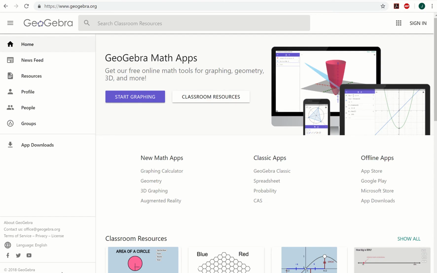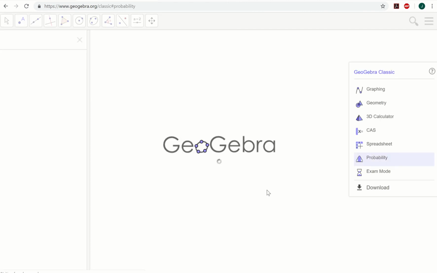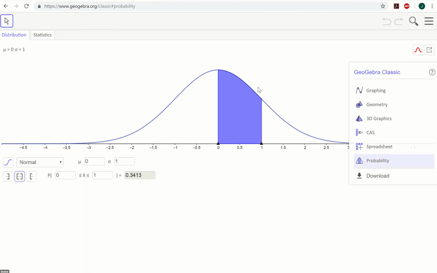So in Geogebra, if we go to geogebra.org and we're on this main page, what we want to do is go to classic apps and go down to probability. And when we open up probability, it's automatically going to open up on what is called the normal model, which we're going to talk about later. But this page gives distributions of probabilities for us. What we want to do is go to where it says the word normal on the screen. You can see there's a little drop-down menu, and this lets us investigate different probability distributions.